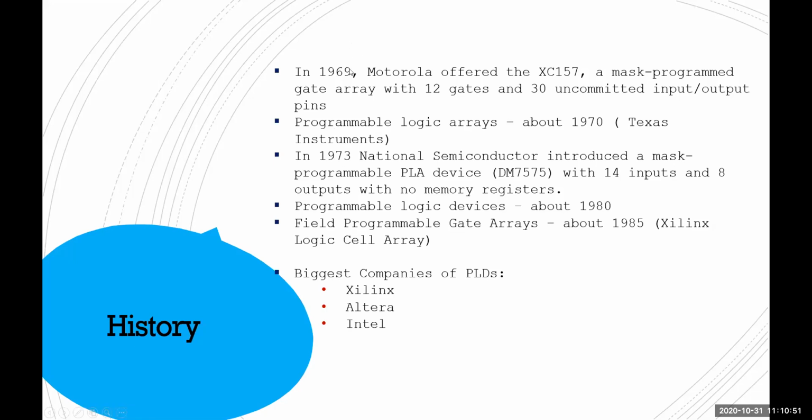This is the history. In 1969, Motorola, the mobile company that we are using, right? Motorola offered XC1.